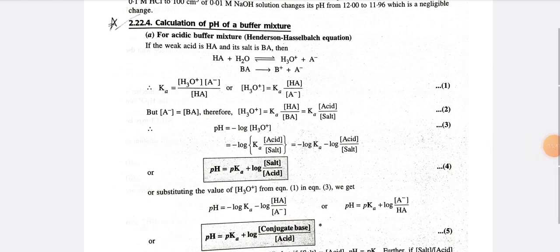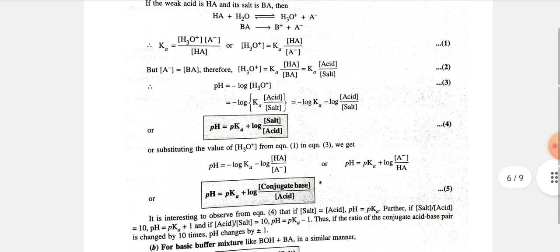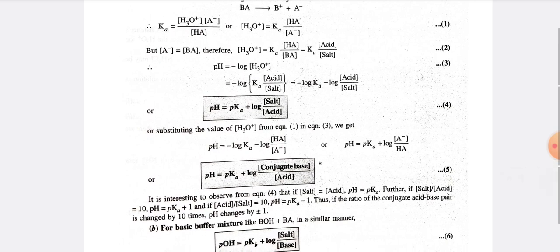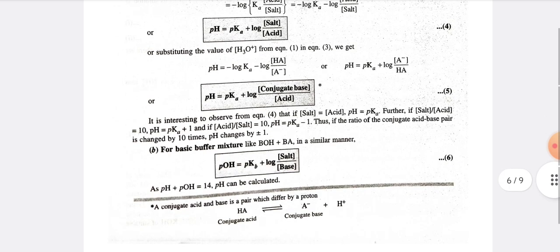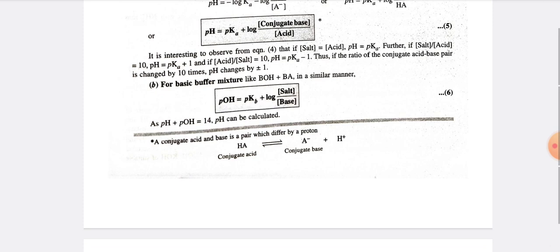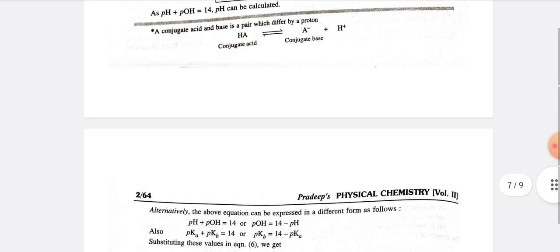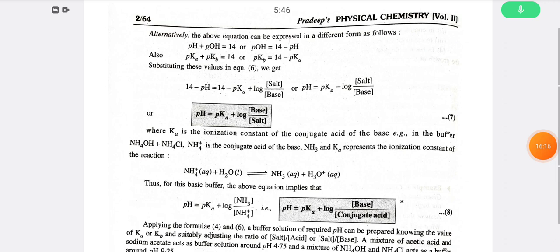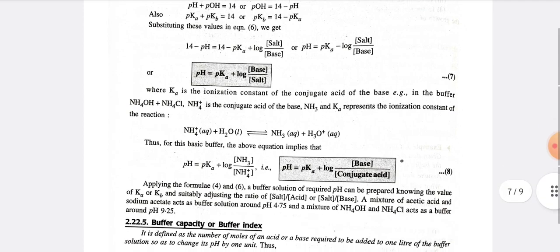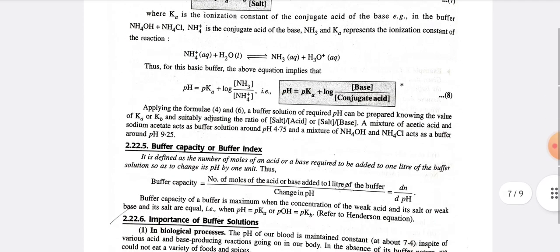Calculation of pH of buffer mixture. Henderson-Hasselbalch equation for acidic buffer mixture. The equation is pH = pKa + log(salt/acid). The next equation is pH = pKa + log(conjugate base/acid). And for basic buffer, pOH = pKb + log(salt/base), and pH = pKa + log(base/salt), or pH = pKa + log(base/conjugate acid).